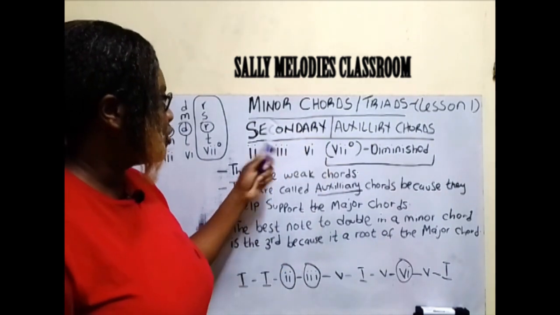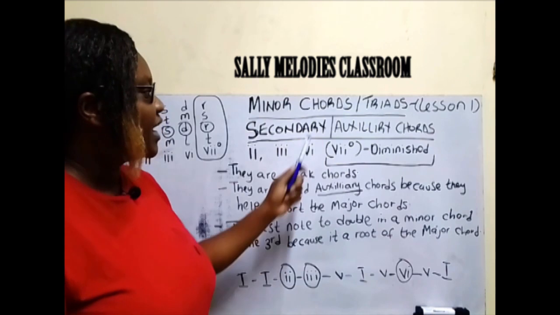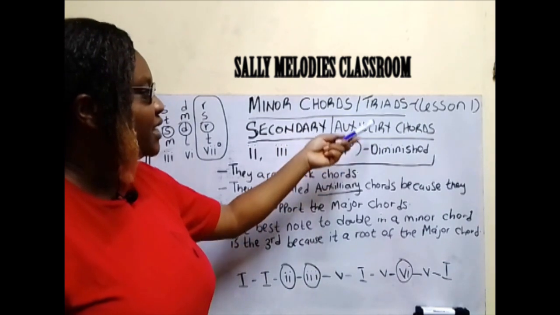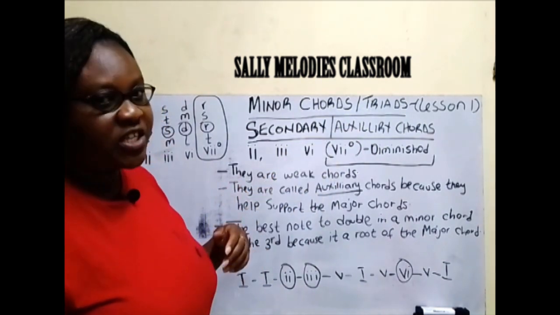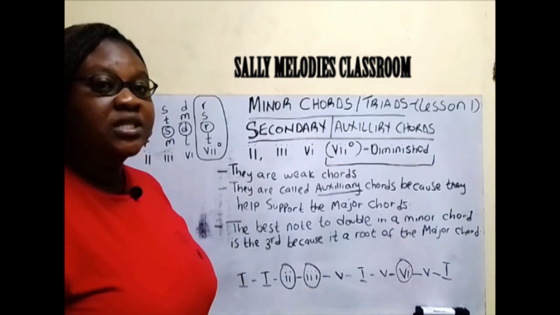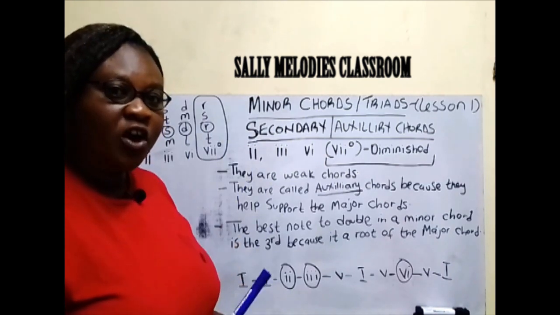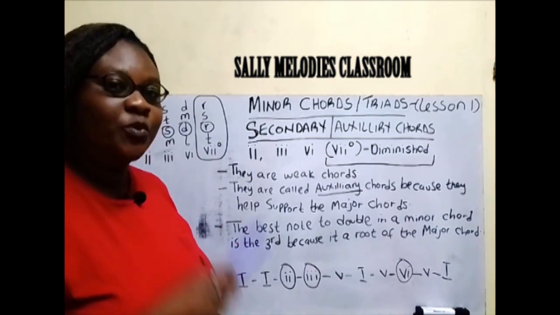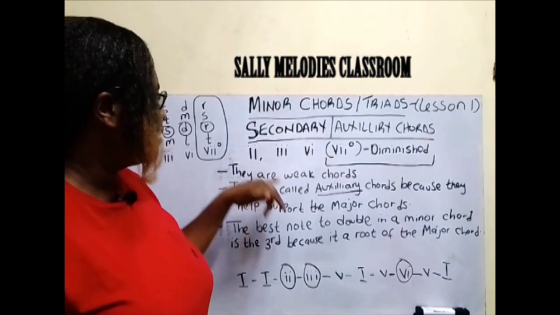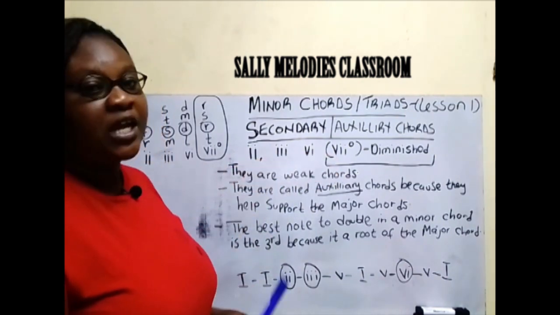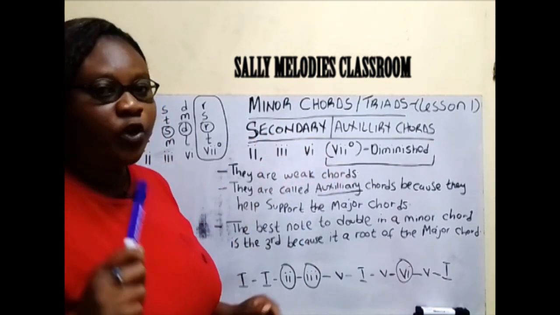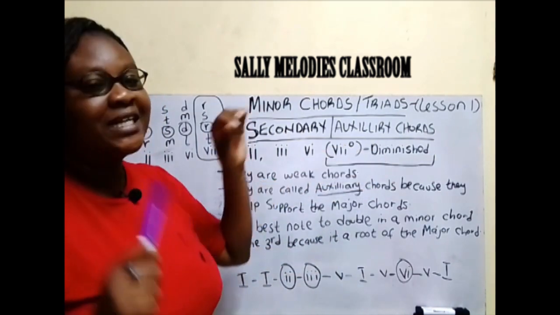The minor chords or minor triads also have 2 other names. You can call them secondary chords or triads, and you can also call them auxiliary chords. So the opposite of major is minor. The opposite of primary is secondary. The major chords are 1, 4, and 5. We have been dealing with 1, 4, 5. But now we have others: 2, 3, 6, and 7. But 7 has a special case. Instead of calling it minor, we call it a diminished chord.